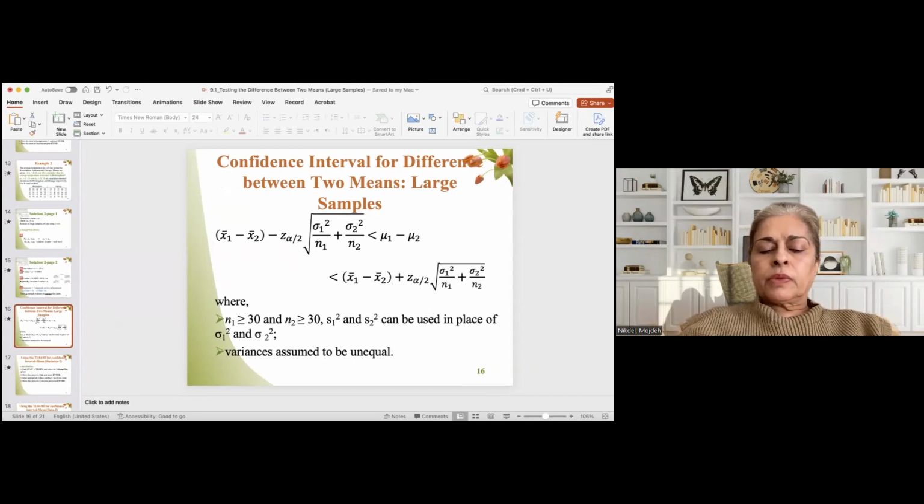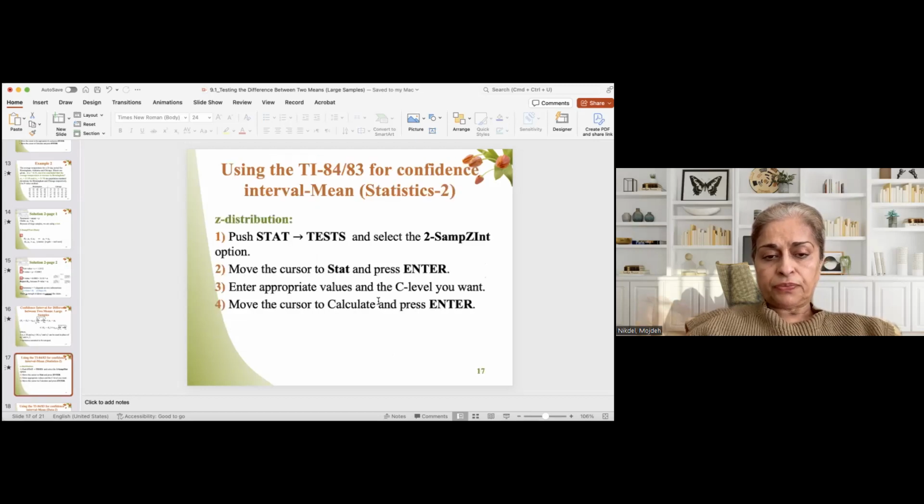Now, if you remember in chapter 7, we looked at finding confidence intervals for mean, proportion, standard deviation, and variance. Now here, we're going to find a confidence interval, but you don't have to use that big formula. The calculator will give you the confidence interval, okay? So this is the confidence interval when you're comparing two means. I'm going to show you how to find the interval with the calculator.